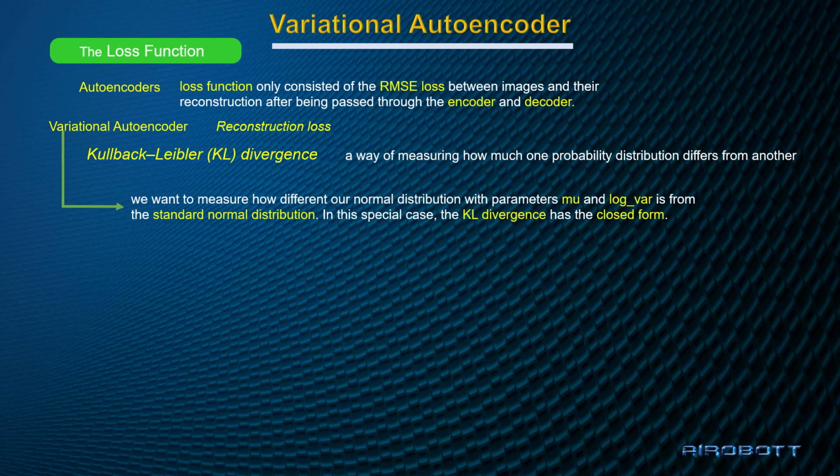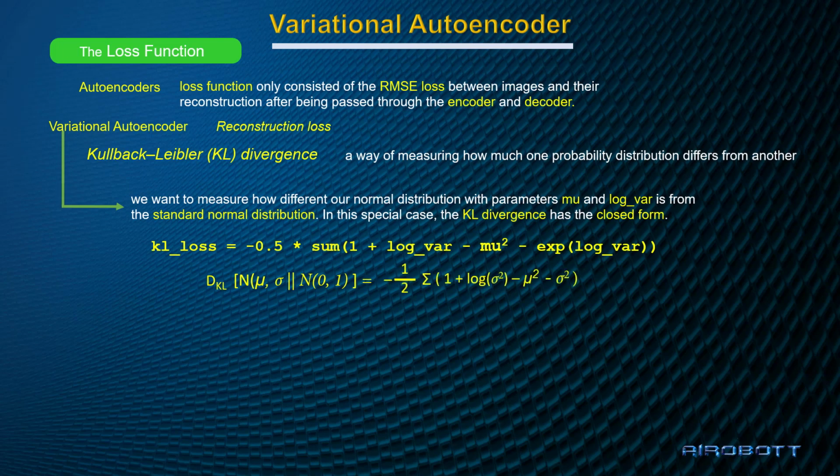In this special case, the KL divergence has the closed form kl_loss equal to minus 0.5 into sum of 1 plus log_var minus mu square minus exponential of log_var. In mathematical notation, KL divergence for normal distribution N(mu, sigma) is minus 1 by 2 sigma of 1 plus log sigma square minus mu square minus sigma square. The sum is taken over all the dimensions in the latent space.